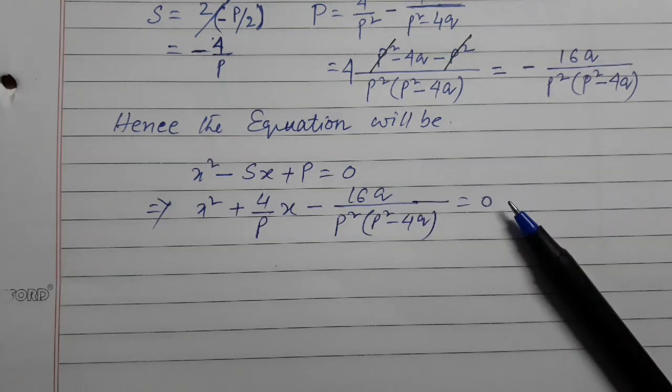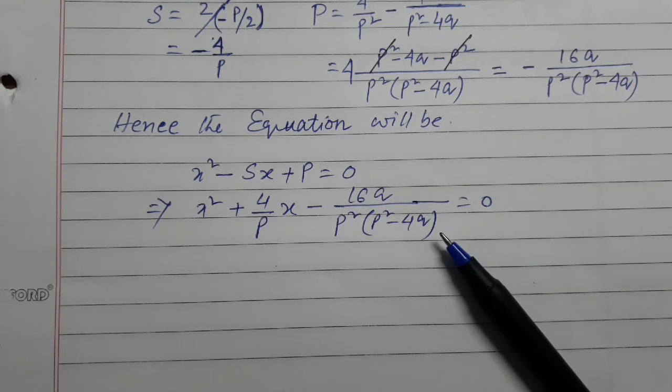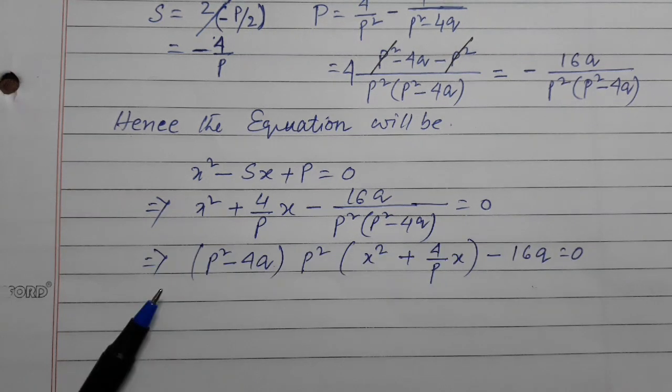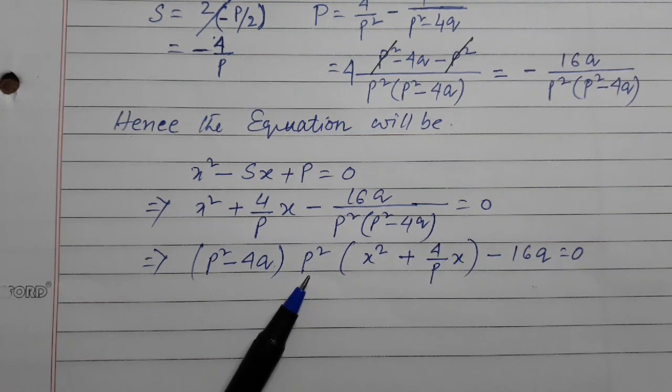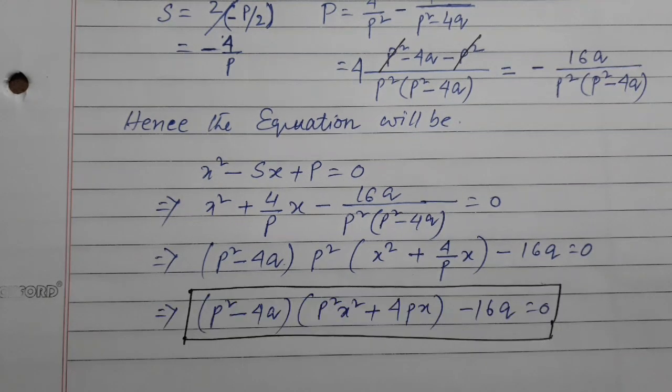Now after replacing the value, we get this equation. Now let us multiply the equation by this, that is p square into p square minus 4q. So we get this equation. Now we can multiply this p square inside the bracket and we get this equation, and which is the required result.